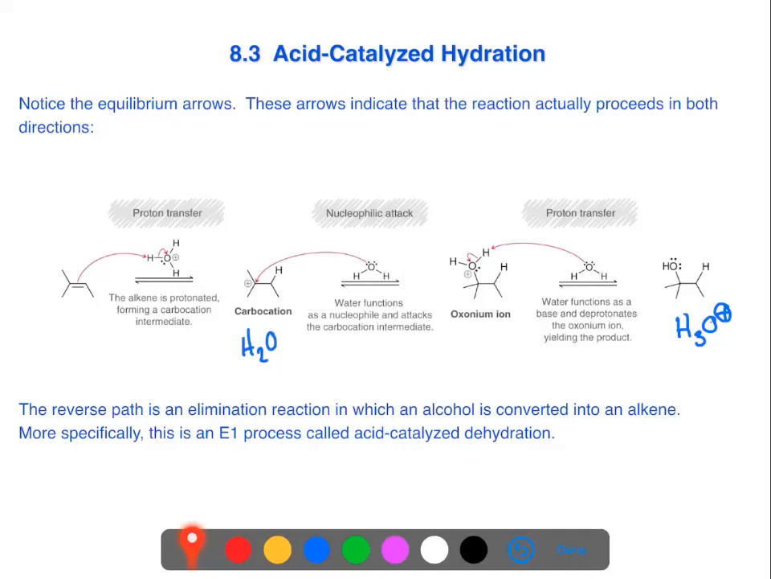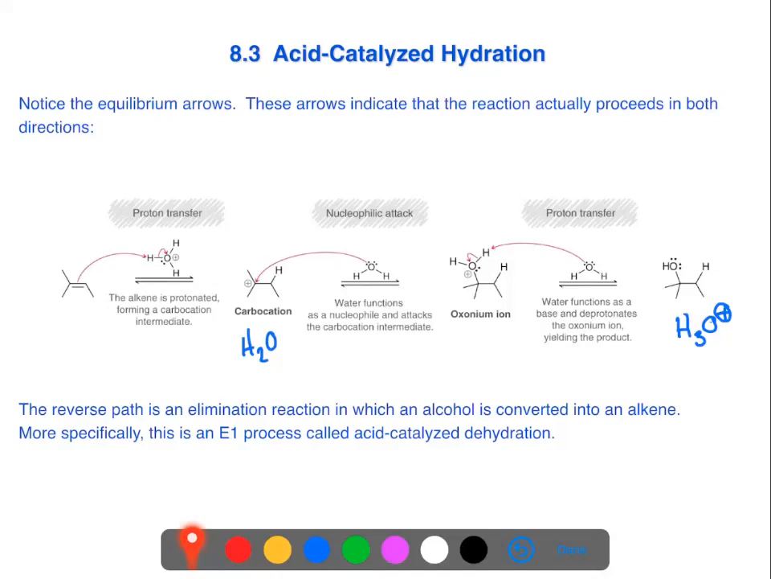One final point to make is to notice how we're using equilibrium arrows in this particular mechanism. That's because depending on the conditions of the reaction, we can favor either the formation of the alcohol, as we showed in this reaction, or if we were to remove water from the system or concentrate it with more acid, we can force the formation of the alkene. This reversibility really depends on the nature of the reaction conditions.